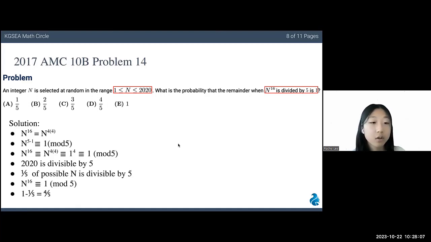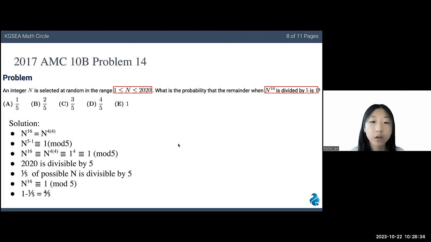So we first have to notice that n to the power of 16 is n to the power of 4, to the power of 4. Then we have to use Fermat's Little Theorem to figure out that n to the power of 5 minus 1 is equivalent to 1 mod 5. Then we can say that n to the power of 16 is equivalent to n to the power of 4, to the power of 4, which is also equivalent to 1 to the power of 4, which is 1 mod 5.